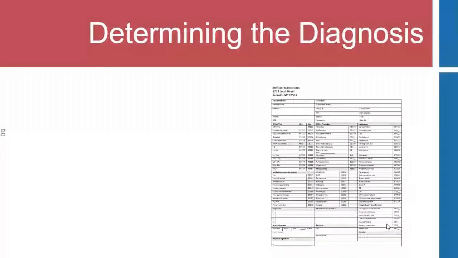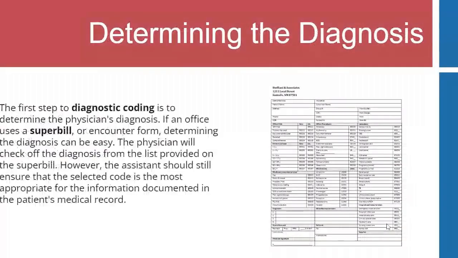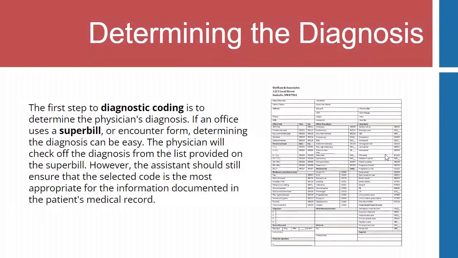All right, so determining the diagnosis. How do we determine the diagnosis? First of all, if you have a super bill, aka encounter form, and you definitely need to know that, that is a question you may see. What is an encounter form? Another name for encounter form is super bill. Okay, so this is going to be the easiest way to get the diagnosis codes. If your provider has checked off the code on your encounter form, you have your code. That manual that we talked about, you don't even have to go in that manual because you have your code.